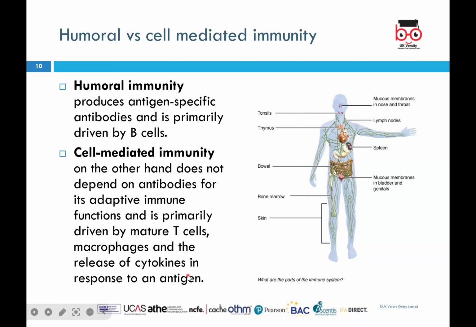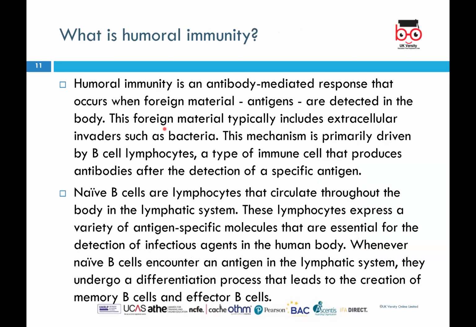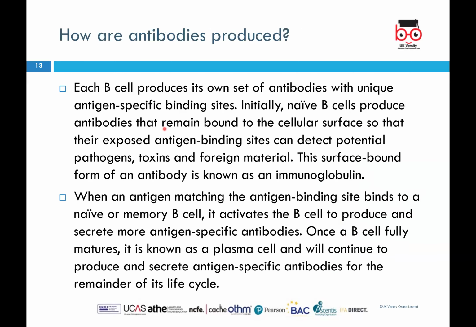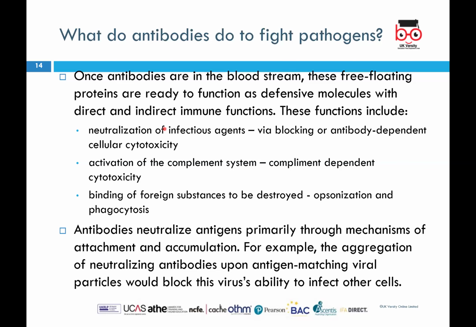This is all in response to the toxic agent or the toxin that is present in the pathogen. So remember, cell-mediated immunity has mature T cells and macrophages and the release of cytokines, whereas humoral immunity has B cells that produce antibodies. We have talked about all of this.